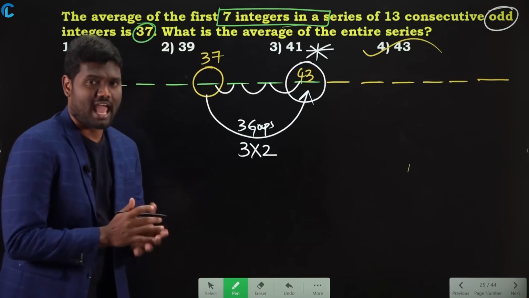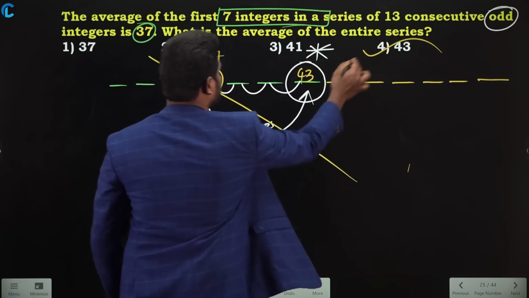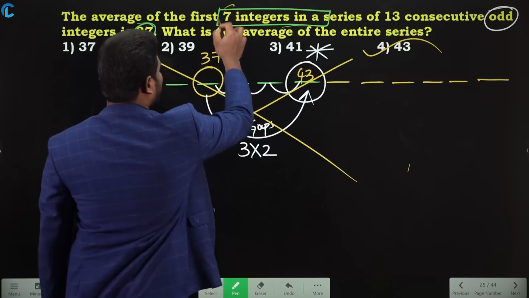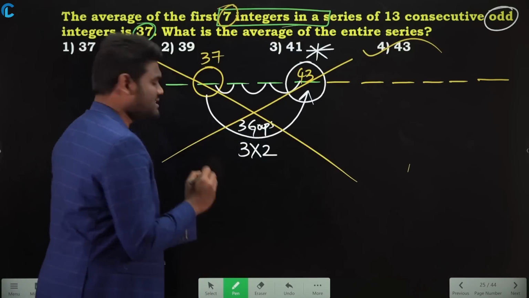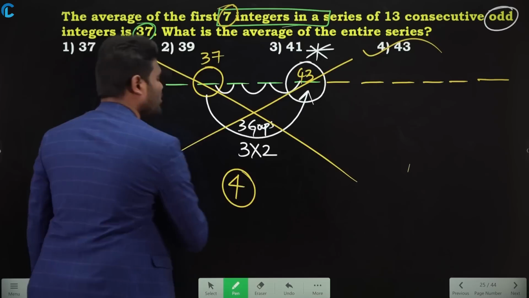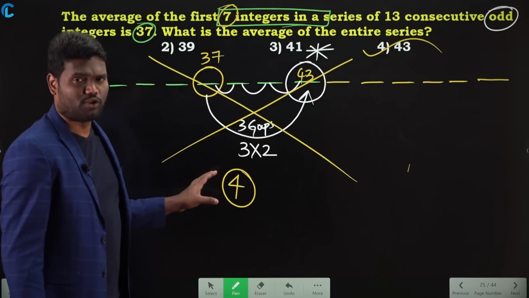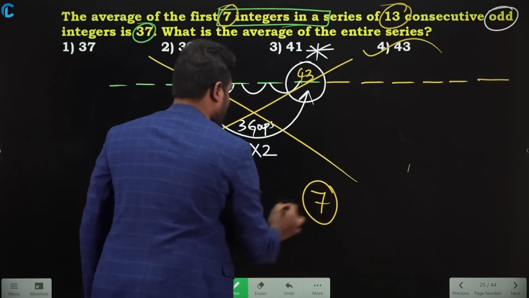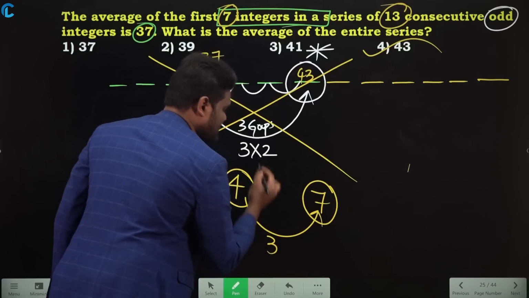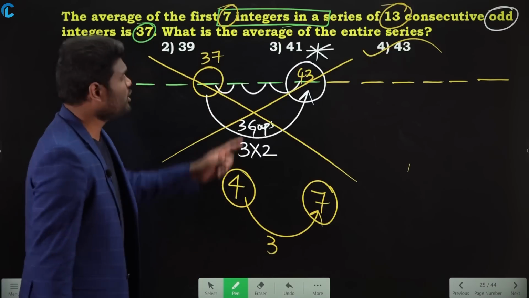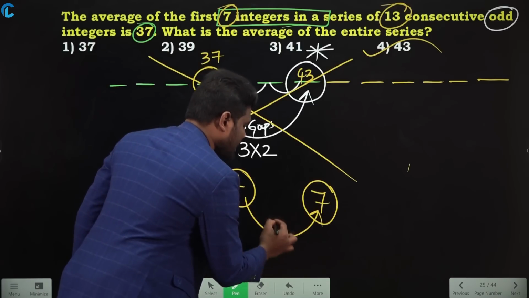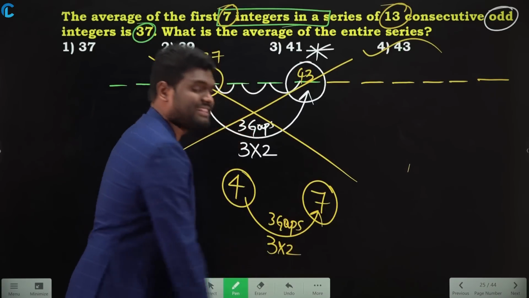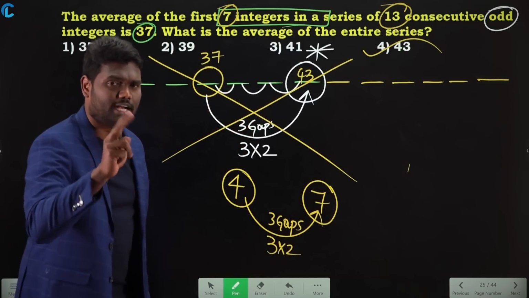Okay, very simple question. And truly speaking, even this explanation is not required. Directly you can solve the question. Look here, for 7 integers, the fourth number is the average. Similarly, for 13 numbers, the average is the 7th number. For 4 and 7, the difference is 3, yes or no? But the question is about odd numbers, so you will have 3 gaps, and it is going to be 3 into 2. Why? Because each and every odd number will have a difference of 2.